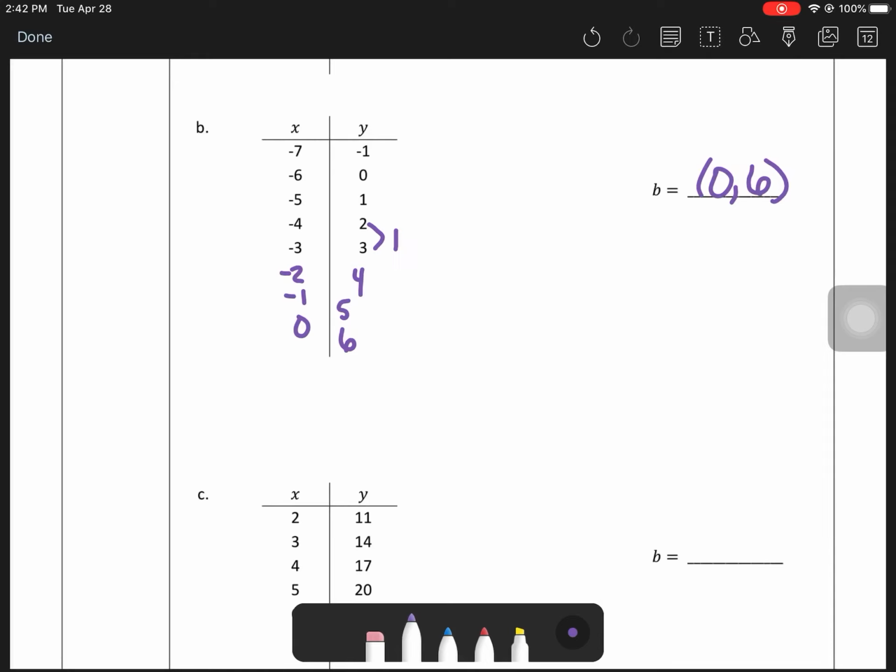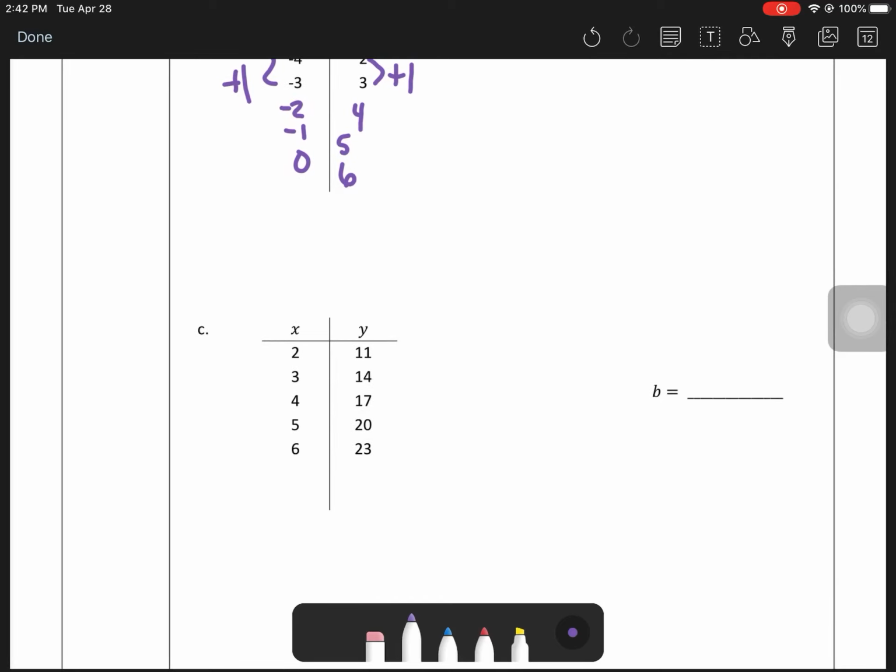We're going up by 1 and we're going up by 1. So we can just continue our pattern. When we have letter C, we could go backwards. So in the x column, 6, 5, 4, 3, 2, 1, 0. And in the y column, it looks like we're going backwards by 3. So 23, 20, 17, 14, 11, go backwards by 3 and go backwards by 3. So our y-intercept is going to be at (0, 5).